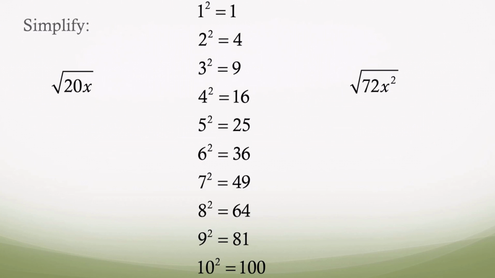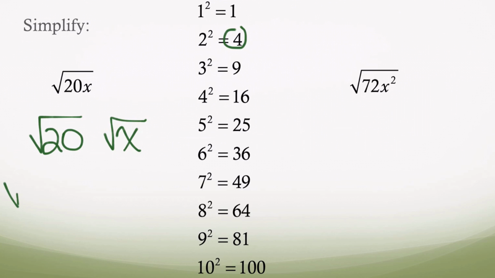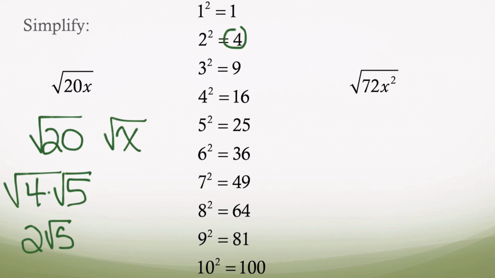Okay, we have the square root of 20x. Whenever I have variables, I just separate them from the numbers. So the square root of 20 and the square root of x. Okay, the square root of 20, let's start with that. The largest perfect square that's going to divide evenly into 20 is going to be 4. So I have the square root of 4 times the square root of 5, which is 2 the square root of 5. Now let's look at the square root of x.